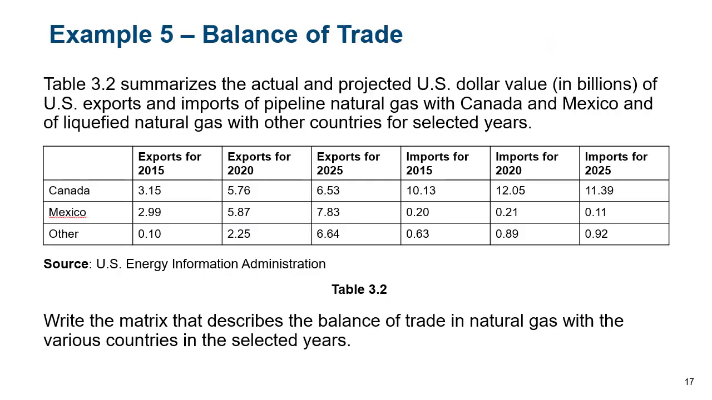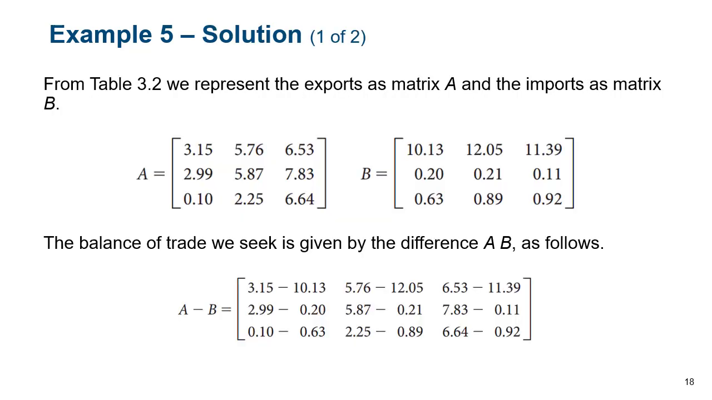So here's an example talking about the balance of trade. This table summarizes the actual and projected U.S. dollar value in billions of U.S. exports and imports of pipeline natural gas with Canada and Mexico, and of liquefied natural gas with other countries for selected years. So you can see it's just a bunch of numbers, right? So we could write the matrix that describes the balance of trade in natural gas. And when we write the matrix, basically all we're doing is just writing down the numbers without labels.